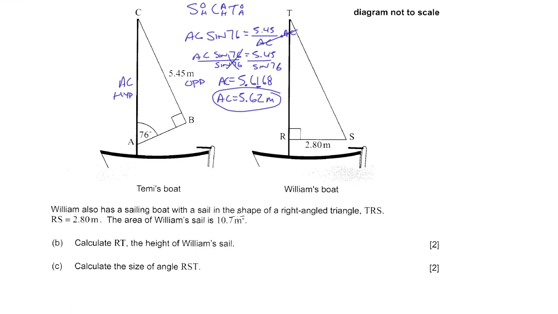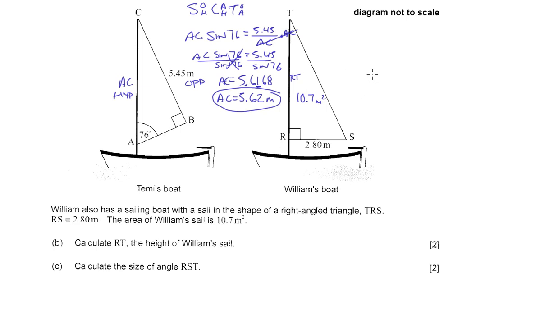William also has a sailing boat with a sail in the shape of a right-angled triangle, TRS. So that's this one here. RS is 2.80. And the area of William's sail is 10.7 meters squared. So this area here is 10.7 square meters. Okay, it says calculate RT, the height of William's sail. So we're going to try to find this here, RT.